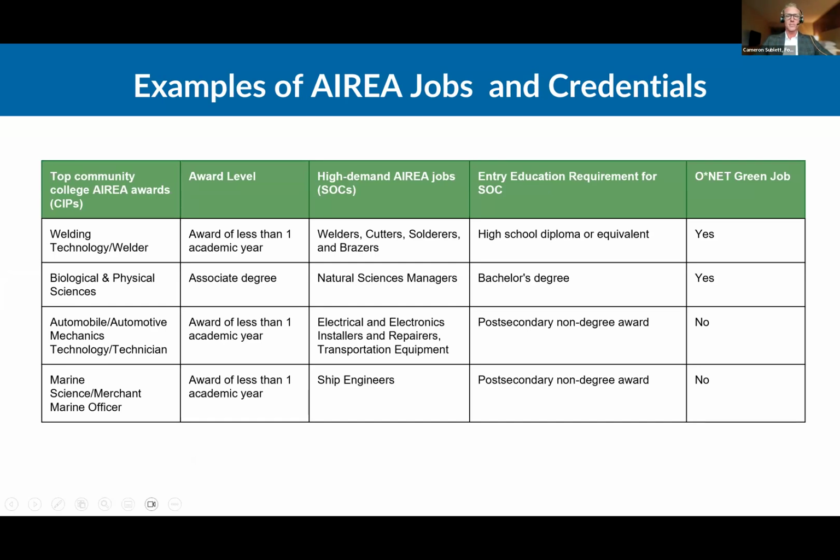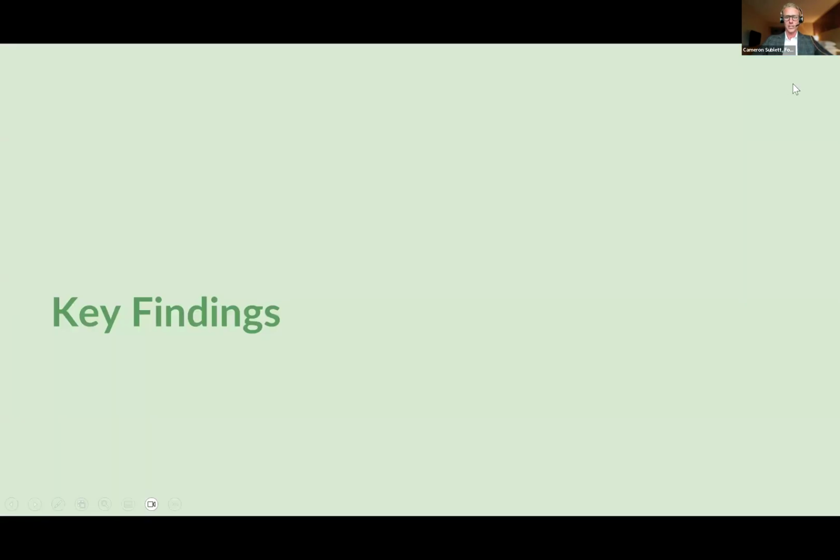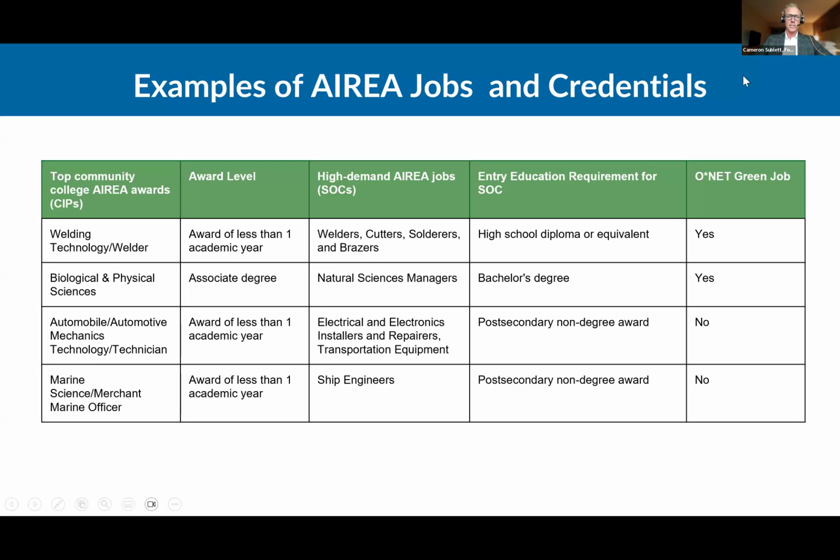This slide right here provides several easily accessible and concrete examples of what we mean when we say area credentials or area jobs. As you can see, area credentials include fields of study, programs like welding, physical sciences, and automotive technology. You can also see that community colleges offer varying award levels within these fields of study, ranging from awards of less than 1 year to associate degrees. You can see in the third column the area jobs closely connected to each of these fields of study. And the next column shows the level of education workers typically need to perform those jobs.